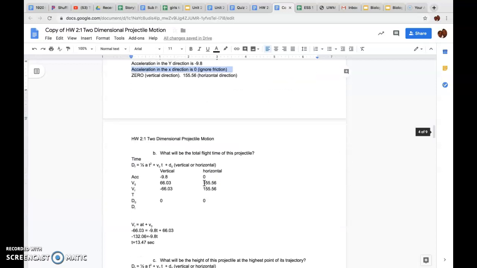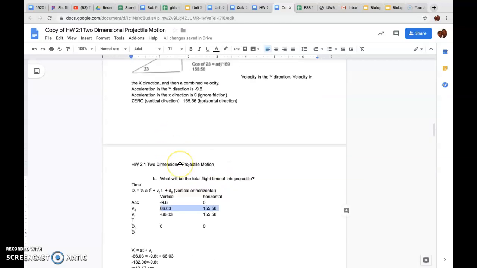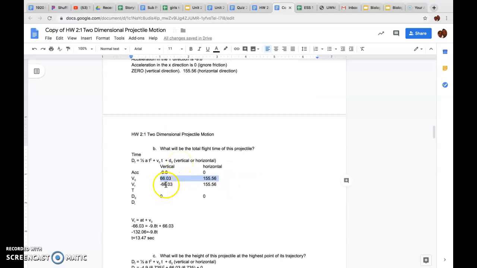All right, if we take a look at B, what will be the total flight time of this projectile? I think we needed to use probably this equation to figure it out, or this one. So we broke up the problem into the stuff that we know. We talked about the accelerations already. The initial velocities we figured out using trig. And then the final velocities: if it was shot straight up at 66.03, then by the time it got back down, it would also be that same value except negative. And horizontally, it will always be the same. We don't know how long it's in the air for. Initially, the displacement is 0 because it's on the ground.